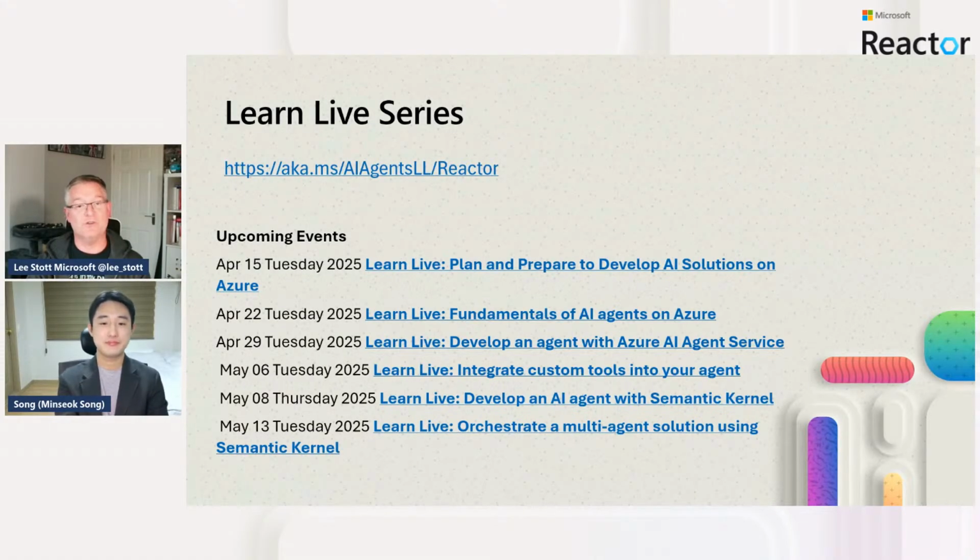Next week, we'll be looking at the fundamentals of actually building agent services on Azure. On the 29th, we'll look at developing agents and agent services using the Azure Agent Service. On May 6th, we'll be looking at how to integrate custom tools into your agent. On the 8th of May, we'll be looking at how to embed semantic kernel and use semantic kernel to orchestrate those agents. And then our final session on May 13th is about how to orchestrate multiple agent solutions using semantic kernel. So we're taking you from the very beginning all the way through to building advanced Microsoft AI solutions.